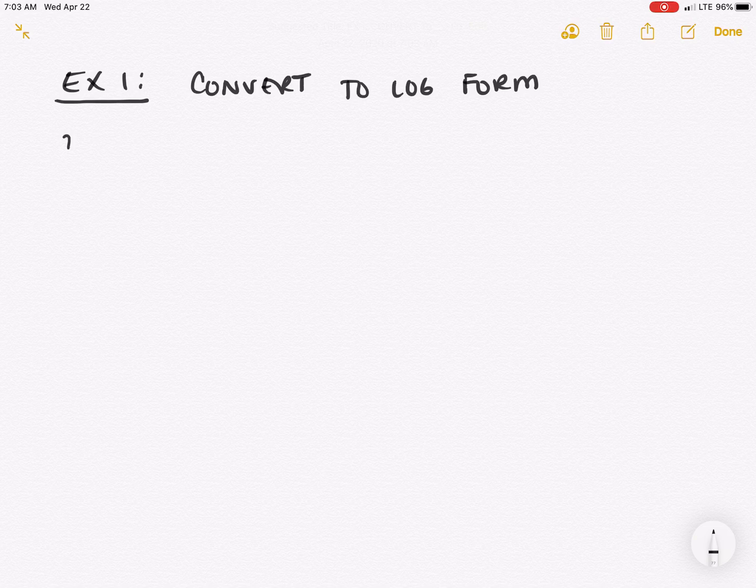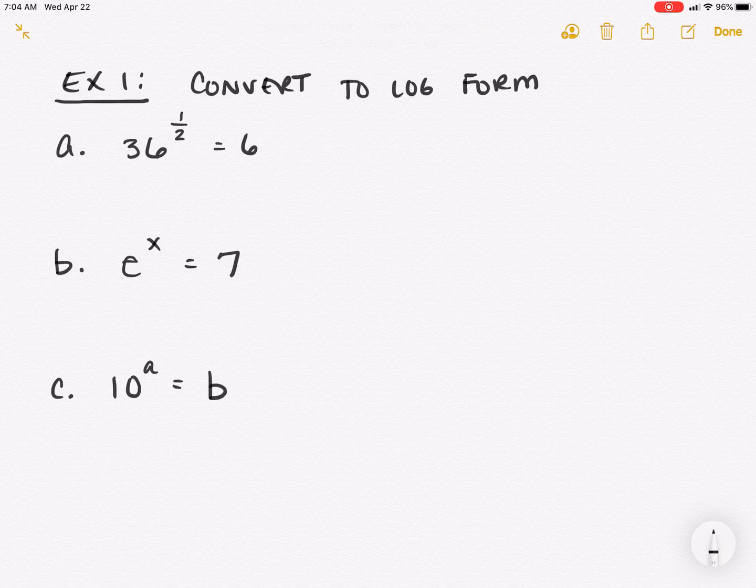All right, let's get to some examples. I want you to convert to log form. So I'm going to take a second and write out all of the examples. 36 to the 1/2 power equals 6. Our next example is going to be e to the x equals 7. And our last example is going to be 10 to the a equals b. So hit pause, write out these examples, and then let's go ahead and get to it.